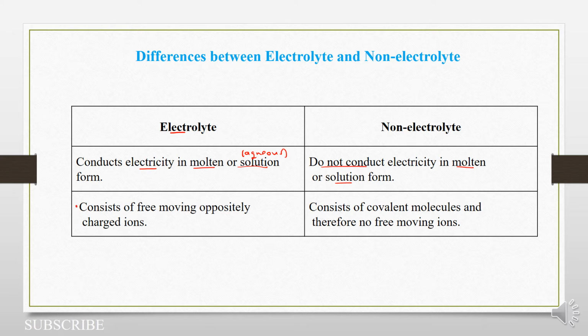Then lastly, an electrolyte will consist of free-moving oppositely charged ions. It must have some free-moving positive ions and some free-moving negative ions. So it contains ions, always oppositely charged ions. However, non-electrolytes only consist of covalent molecules. And remember, covalent molecules are poor conductors of electricity, and they don't contain free-moving ions. Obviously, the second point is the basis for the first point, but either way, there remain differences.